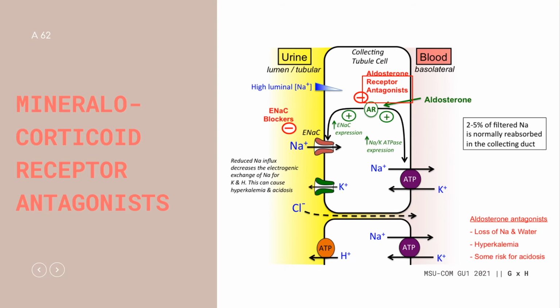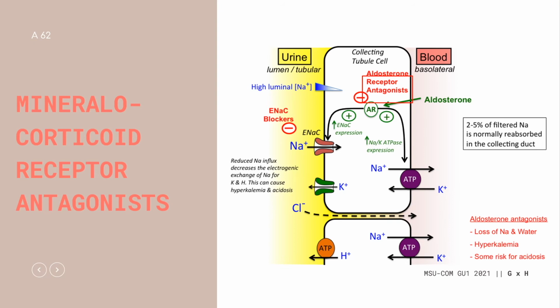The aldosterone receptor in particular is the main site of action of your mineralocorticoid receptor antagonists, also known as the aldosterone receptor antagonists. Aldosterone receptor antagonists particularly end in the suffix "-one", that includes your spironolactone and your eplerenone. Aldosterone antagonists will reduce the sodium influx, therefore decreasing the electrogenic exchange of sodium for potassium and hydrogen. This can therefore cause side effects such as hyperkalemia and acidosis.